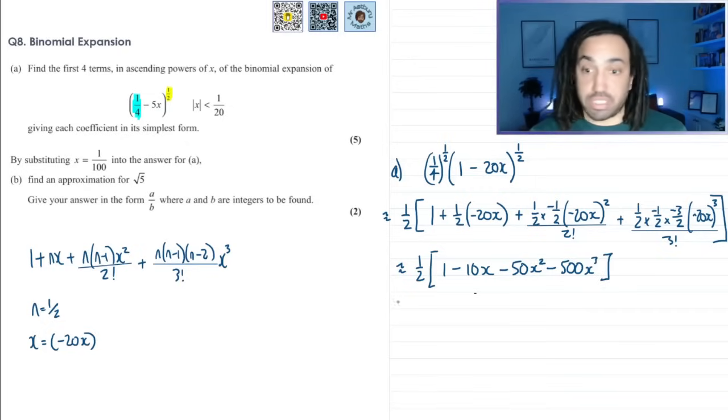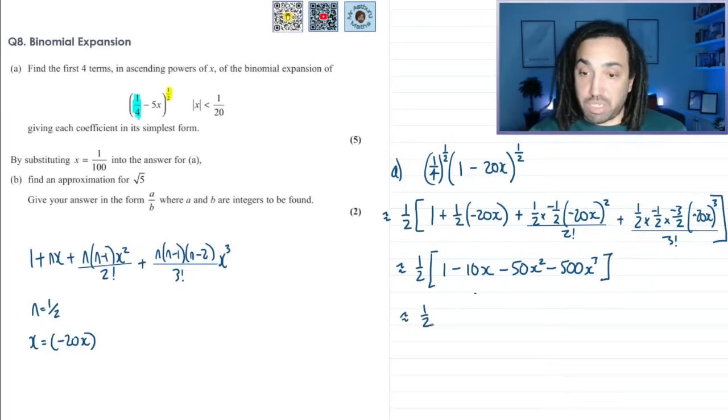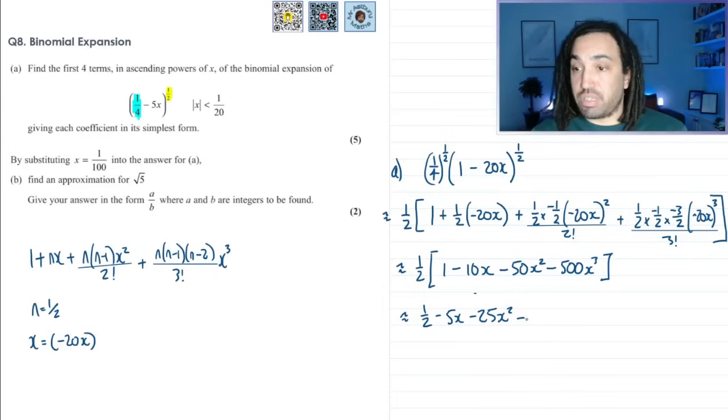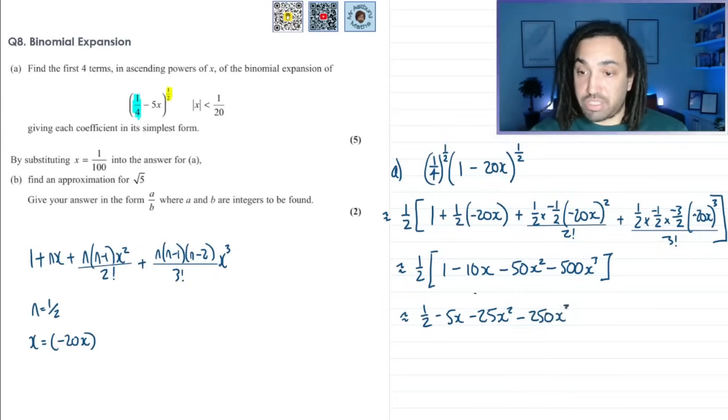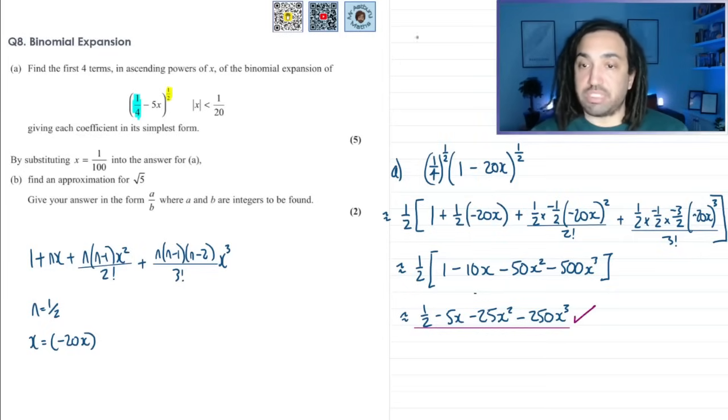I probably should use the calculator, to be honest. Okay, so we just have to half that now. So it's a half minus 5x minus 25x squared minus 250x cubed. Perfect. Okay, right, I had to check that answer because of the mental maths, but that is right. Bosh. Okay, part B.